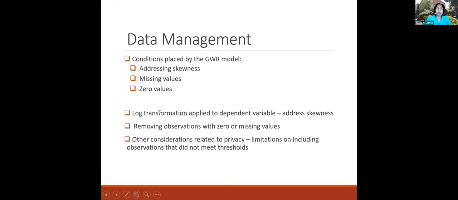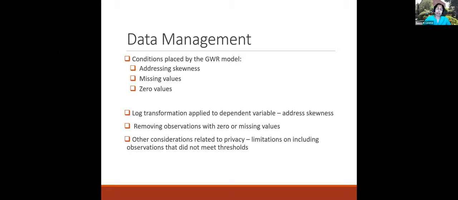So a lot of the data compilation was driven by the conditions placed by the GWR model. One of those conditions is that skewness can be an issue when running a GWR, as well as missing and zero values. So if there are features with missing and zero values, the model will automatically drop those features from the analysis. So in order to address these issues, the dependent variable was log transformed to address skewness, and also the features with zero and missing values were removed.